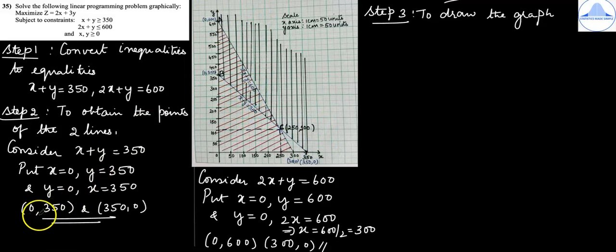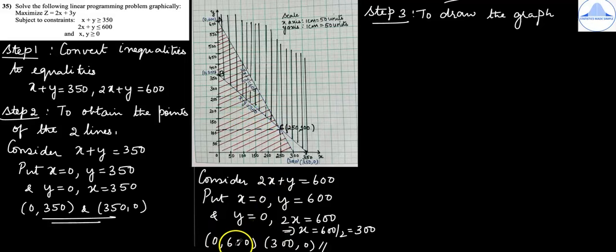So let us draw the first line. To draw the first line, we mark 0, 350. So x is 0 and y is 350. So mark 0, 350 here. And the other point is 350, 0, that is x is 350 and y is 0, so that is this point over here. Then join 0, 350 and 350, 0 by a straight line, and on that line you write x plus y is equal to 350.